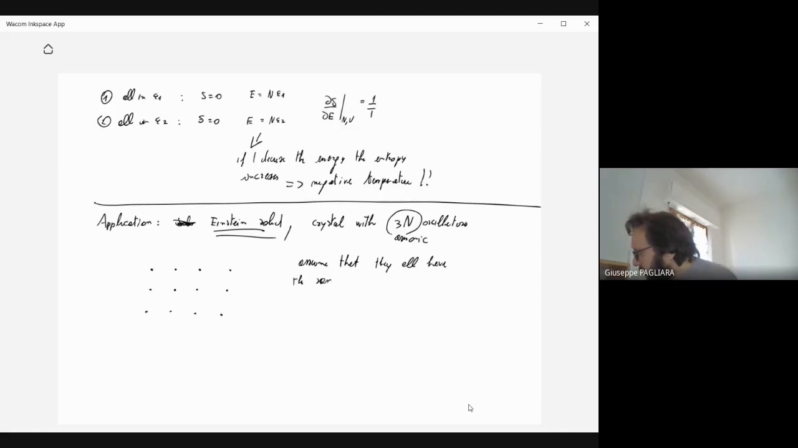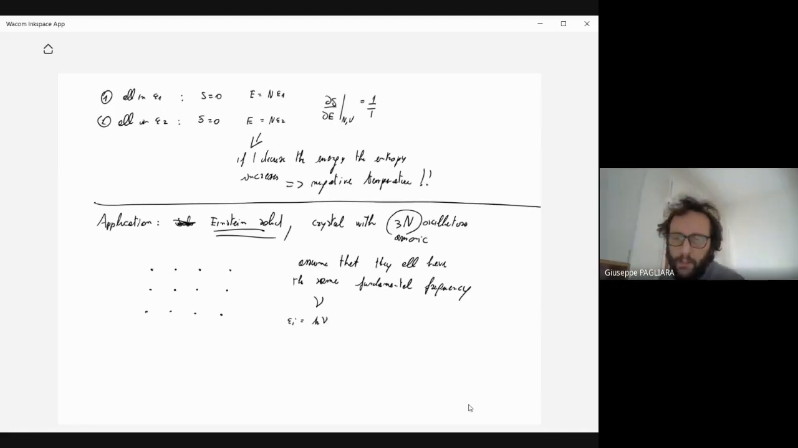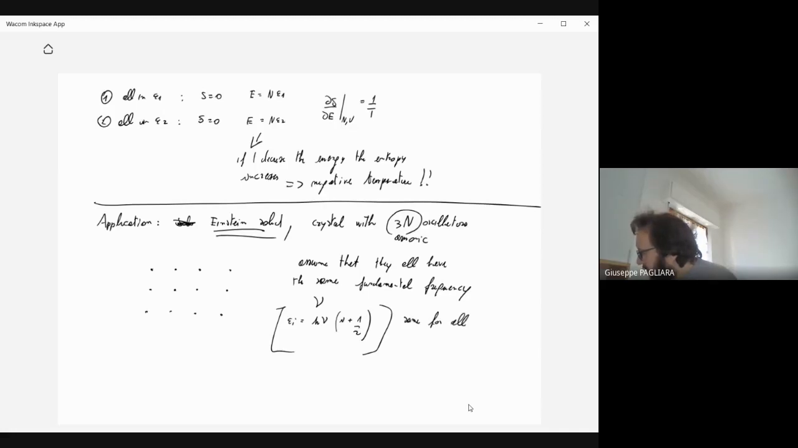The same fundamental frequency. That we call nu. That means that the energy of those harmonic oscillators is h nu, with h the Planck constant, times i plus 1/2. Okay, same for all the 3 oscillators.